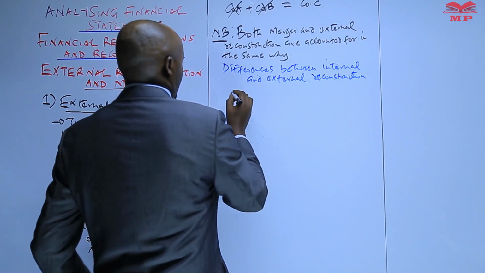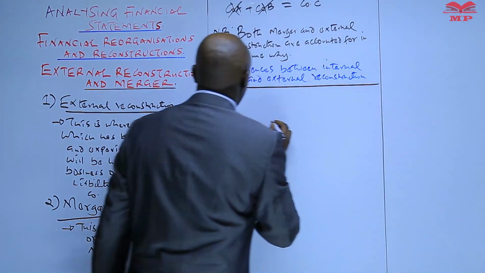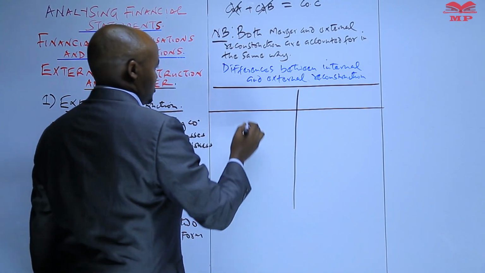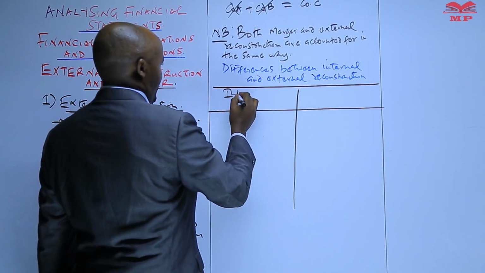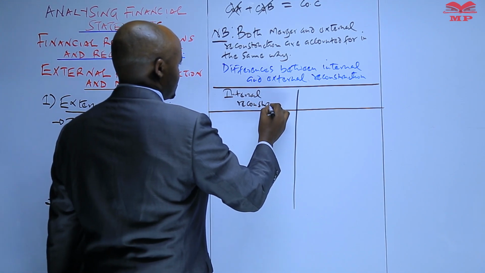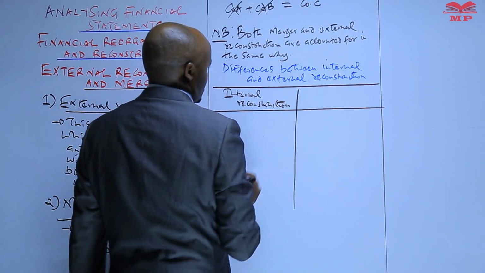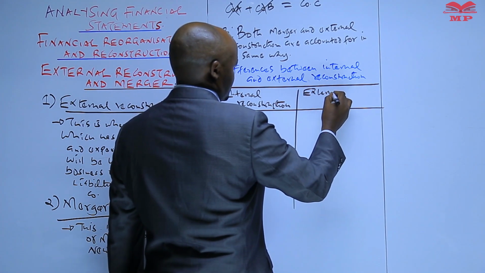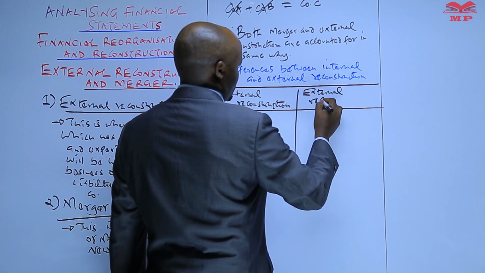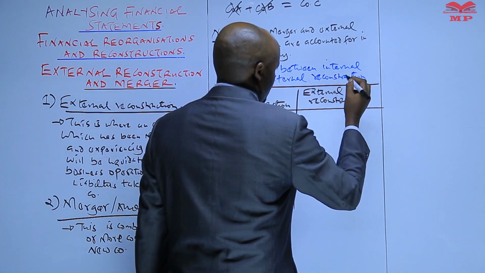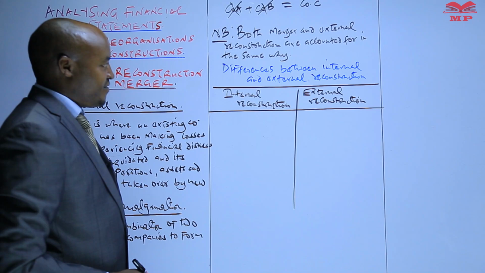We can summarize these particular differences in a table where we have internal reconstruction and external reconstruction. So we have a number of differences here.